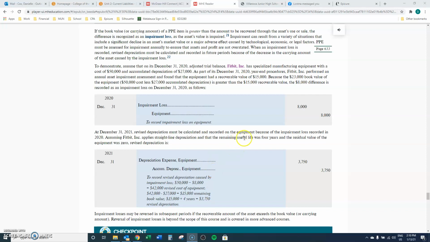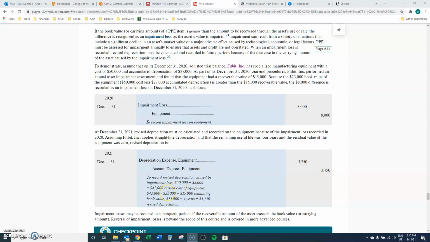It says here the remaining useful life is 4 years. Residual value is 0. So there's $15,000 remaining to be depreciated over the next 4 years because it's straight line depreciation. It's an equal amount every year. So that means now for the next 4 years, the depreciation expense is going to be $3,750. So you're taking the original cost less the amount that we wrote down the asset with the impairment loss, which will give you the revised cost of that asset.